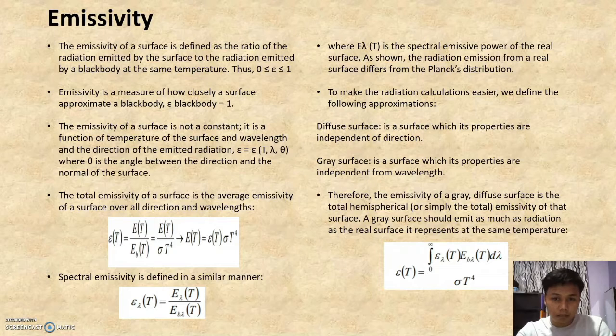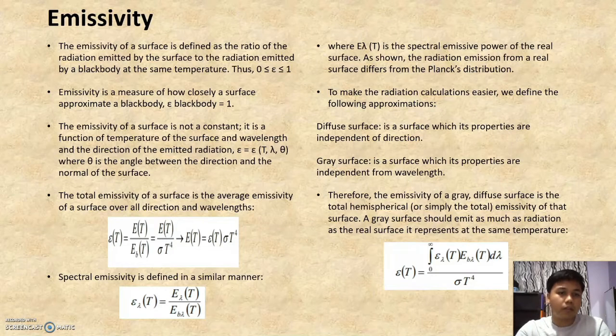As you can see in the formula, theta is the angle between the direction and the normal to the surface. The figure shows that the total emissivity of a surface is the average emissivity of the surface over all directions and also wavelengths, where the spectral emissivity is defined in a similar manner.